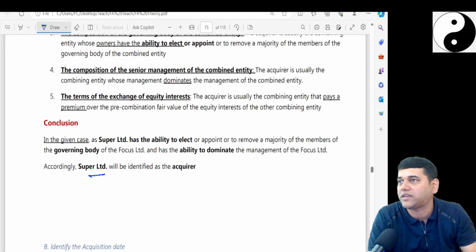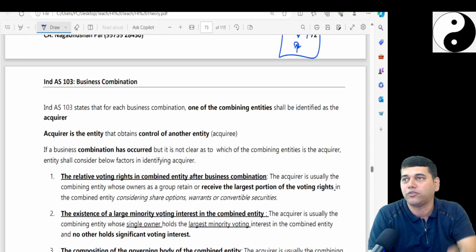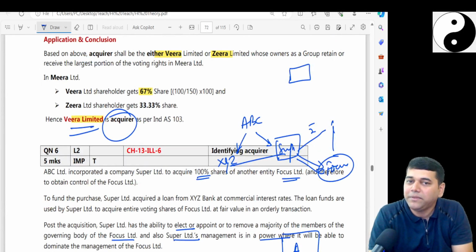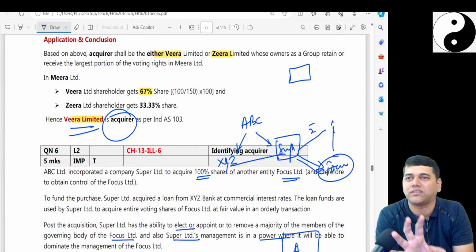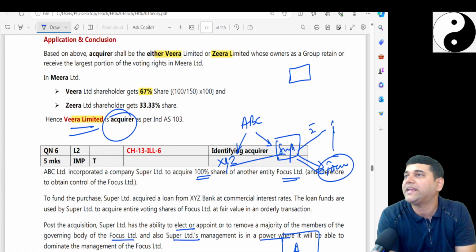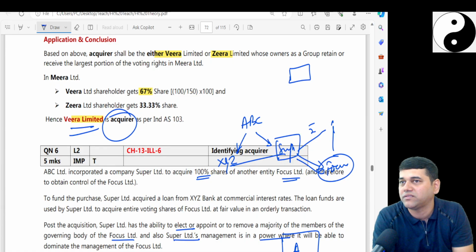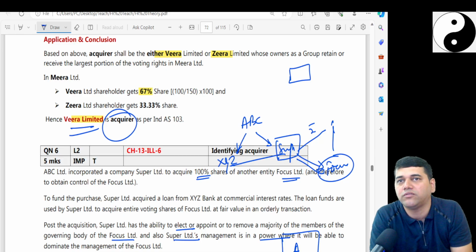Your assessment is correct. But you cannot write just one simple line, no? See, ABC set up, this is all confusion. But ultimately, who paid cash to the shareholders of Focus? Super only paid. And who is the owner of Focus now? Super is the owner.